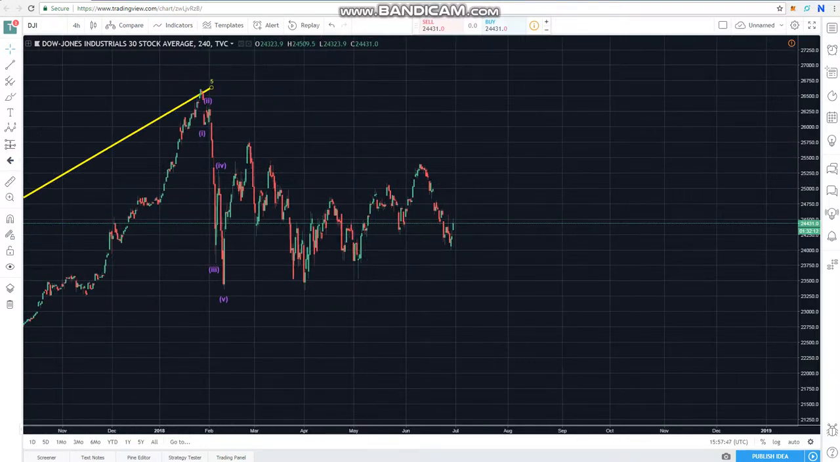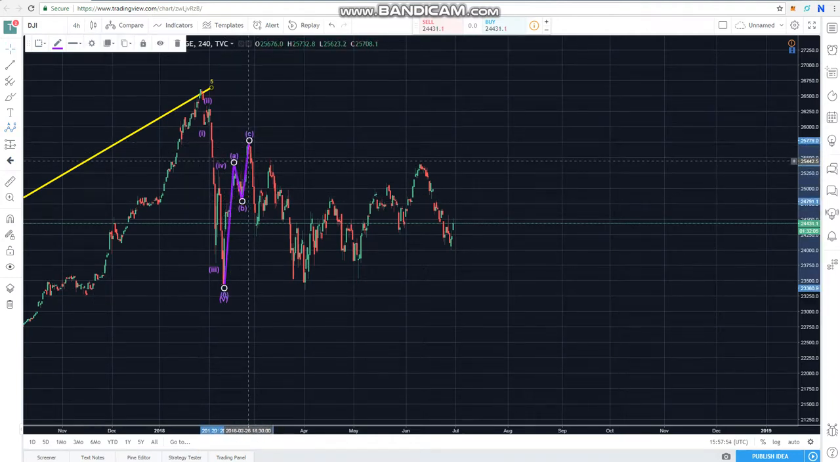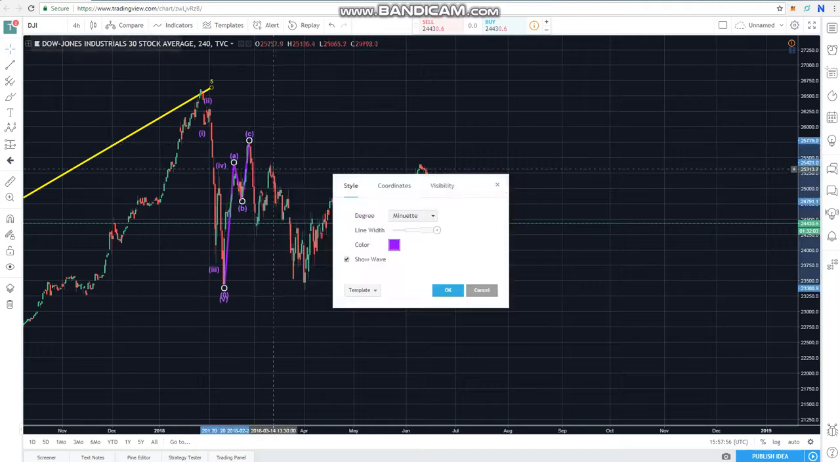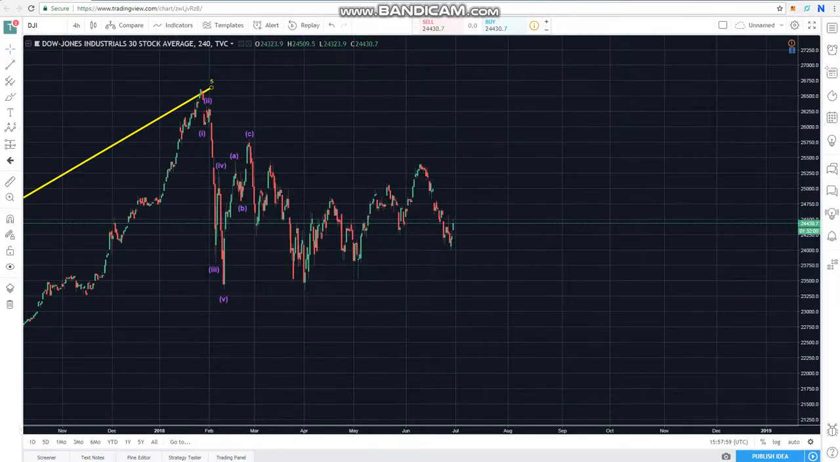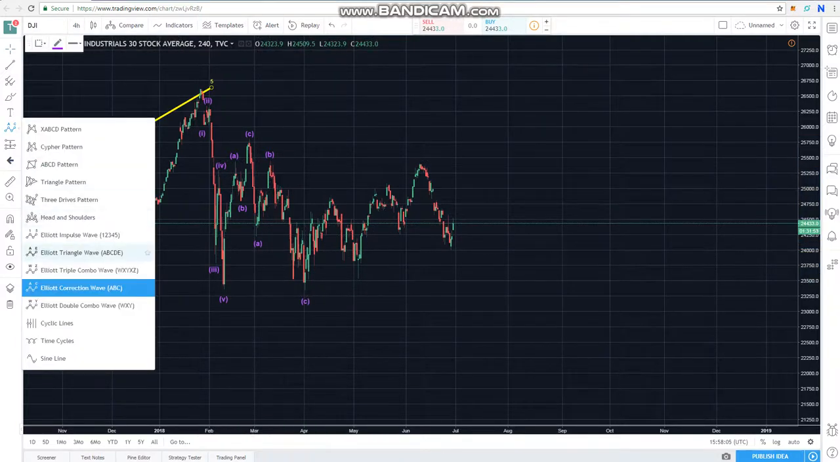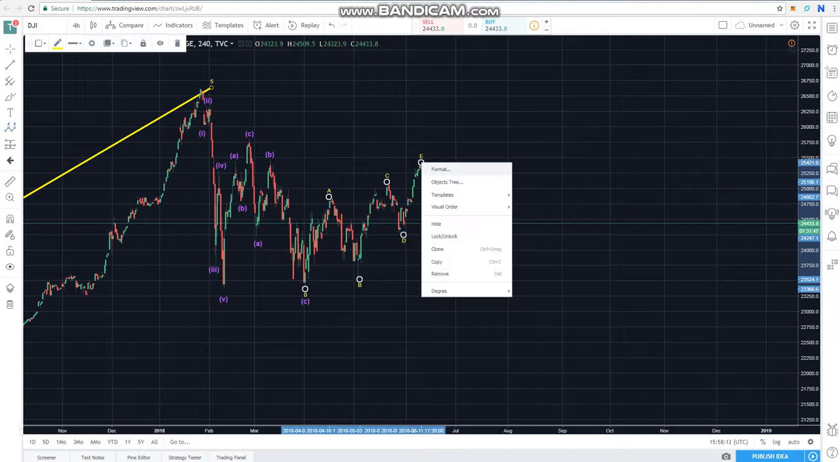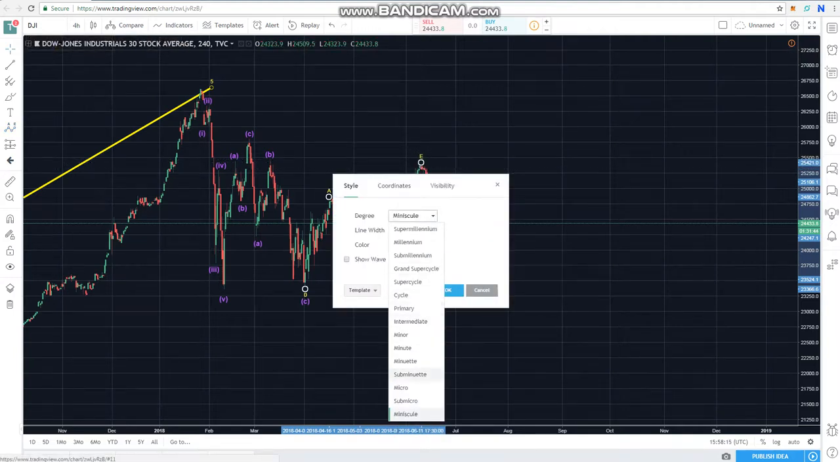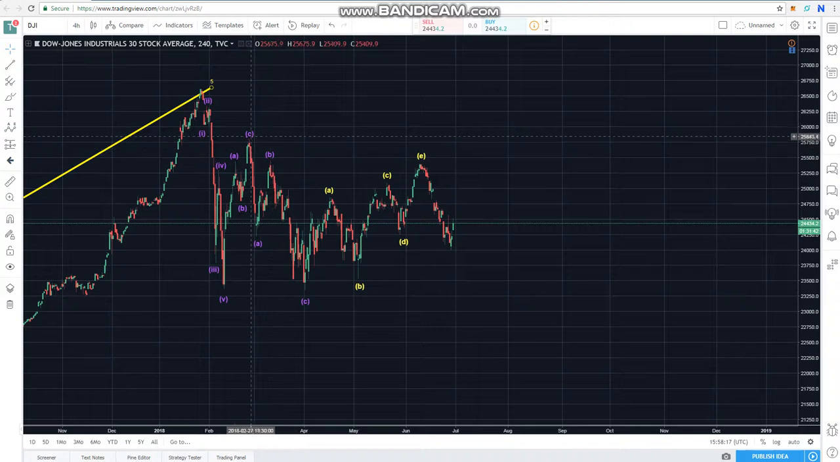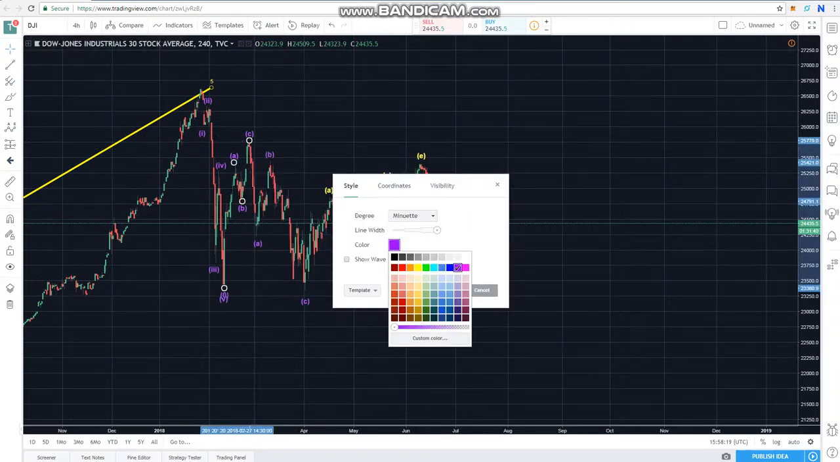And what I have previously counted this as is an A, B, C. I'll just remove the waves here to make it clear. And then another A, B, C downwards. And then A, B, C, D, E. So I will mark the corrective waves upwards as yellow.